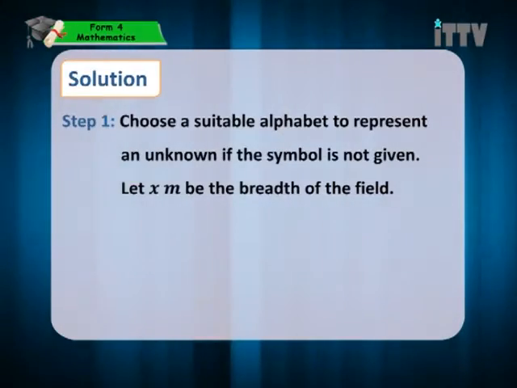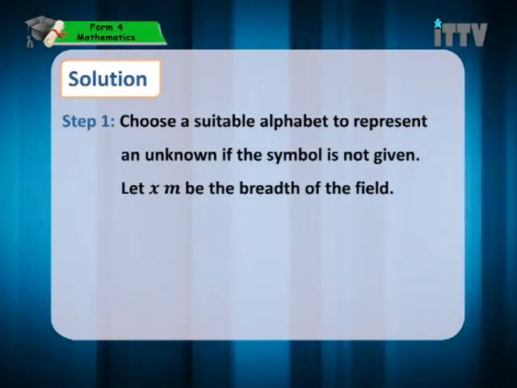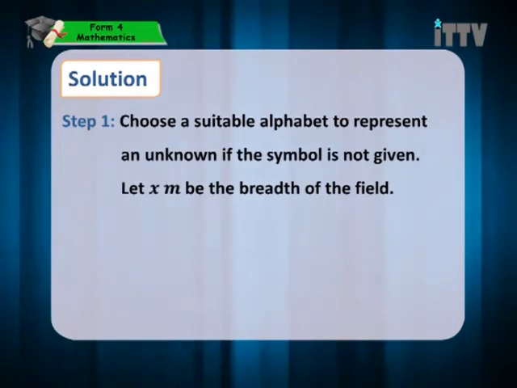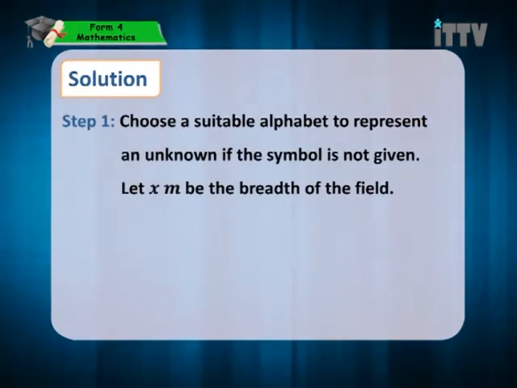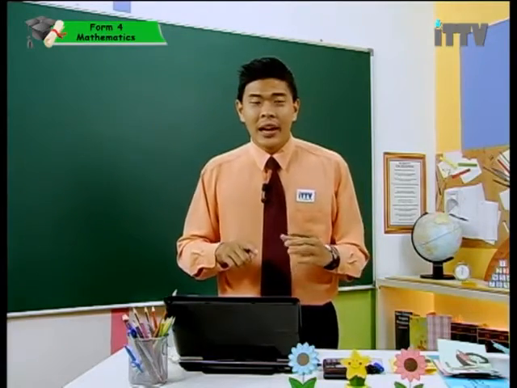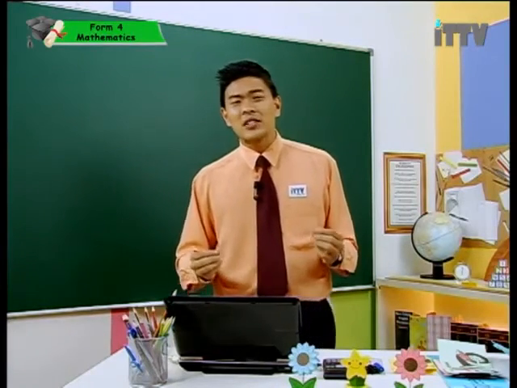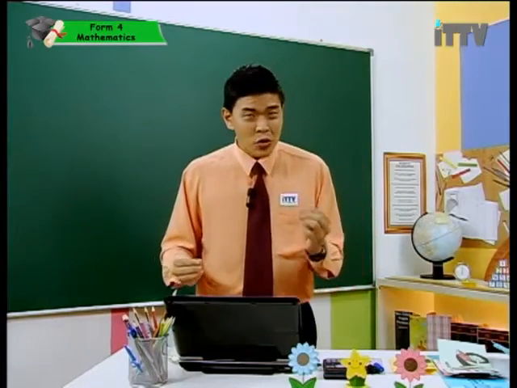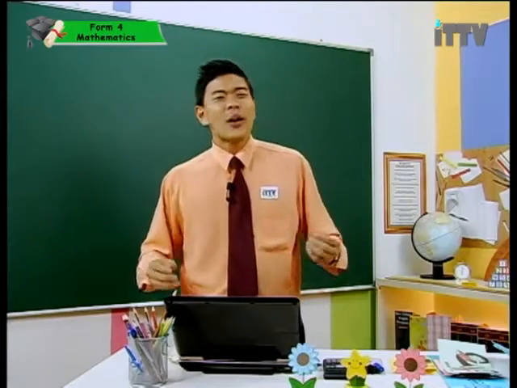In the first step, choose a suitable alphabet to represent an unknown. If the symbol is not given, let x meters be the breadth of the field. So now, we have a situation where we have a rectangular field, and both the breadth and the length are unknown. All we know is that the length is 4 meters longer than the breadth. So first of all, choose a suitable alphabet, and it's always the case. So let x represent the breadth of the field.